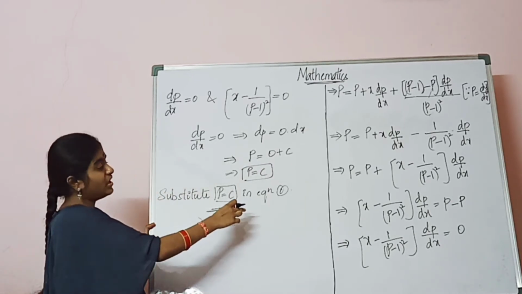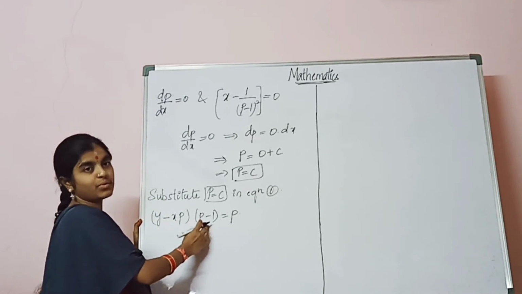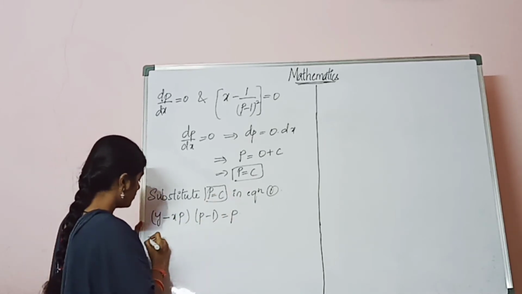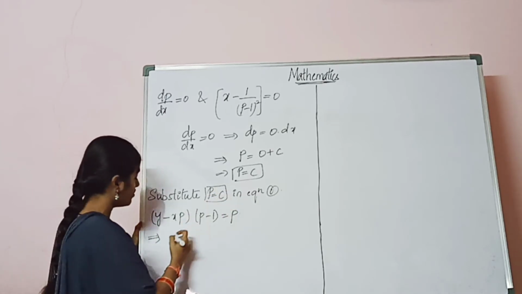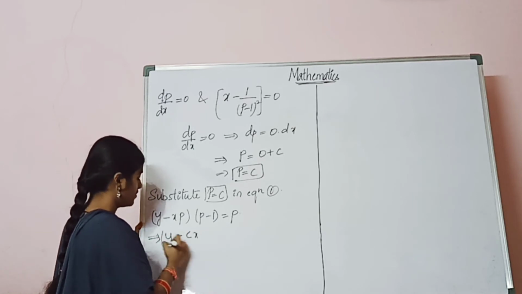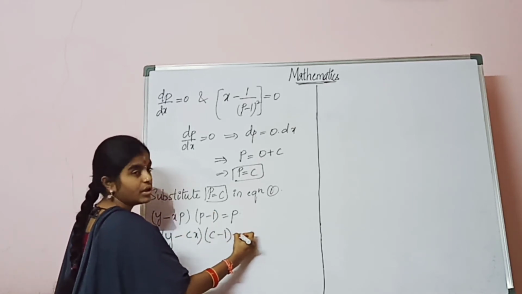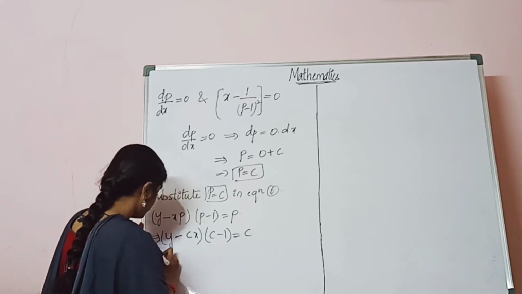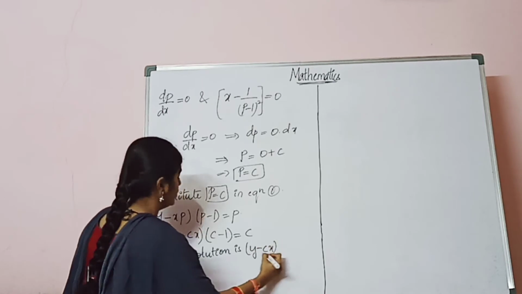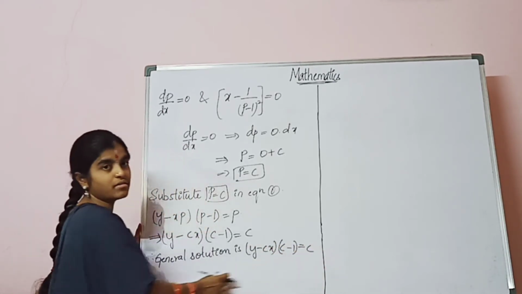Substitute p equals c in equation 1. What is equation 1 here? y minus xp into (p minus 1) equals p. So what we have to substitute? p equals c. So in the place of p we have to substitute c here. y minus cx into (c minus 1) equals c. Therefore, the general solution is y minus cx into (c minus 1) equals c. This is the general solution.